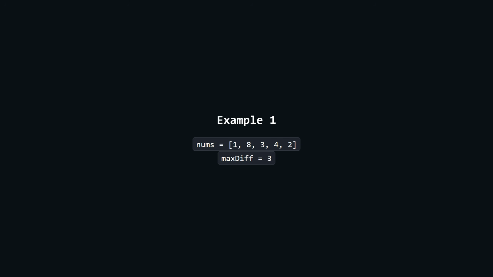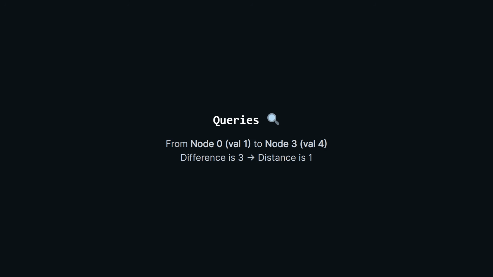Let's quickly look at the first example, where our maximum allowed difference is exactly 3. Because the limit is 3, the values 1, 2, 3, and 4 are all close enough to connect to each other in a chain, but the 8 is left completely isolated. If we want to travel from the first node to the fourth node, their values are 1 and 4, which are exactly 3 apart, meaning we can jump there directly in just one single step.